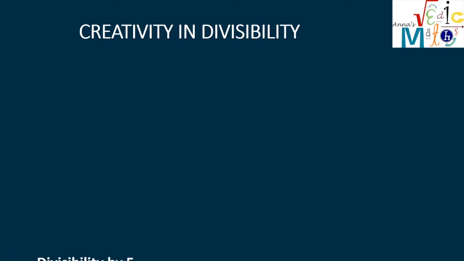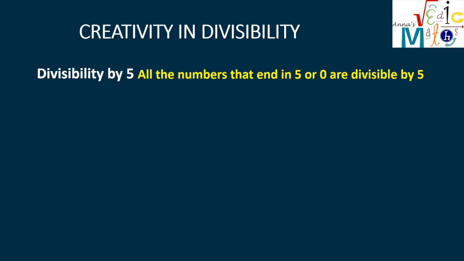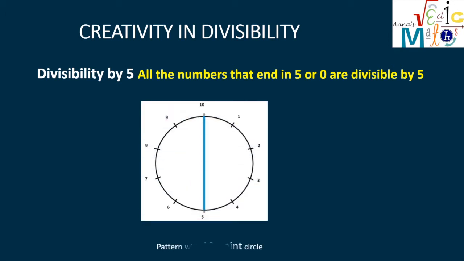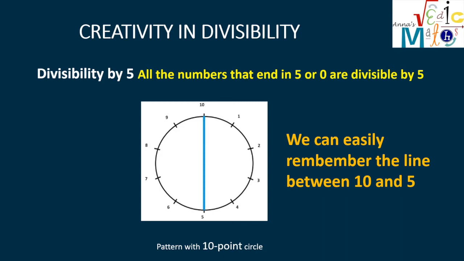And divisibility by 5. A number is divisible by 5 if it ends in 5 or 0. So, in the 10-point circle, we get a line from 10 to 5, and this is very easy to remember.